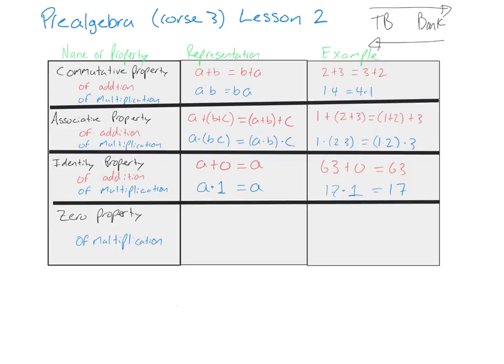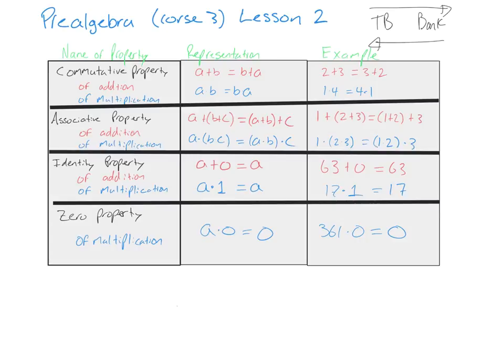The last property here is the zero property of multiplication. There is not one for addition. There's just a zero property of multiplication. The zero property of multiplication says that if you take any number, I'll call it A, and you multiply by 0, I think you already know this one, what do you get? That is absolutely correct, you get 0. An example of that would be 361 times 0, you get 0.